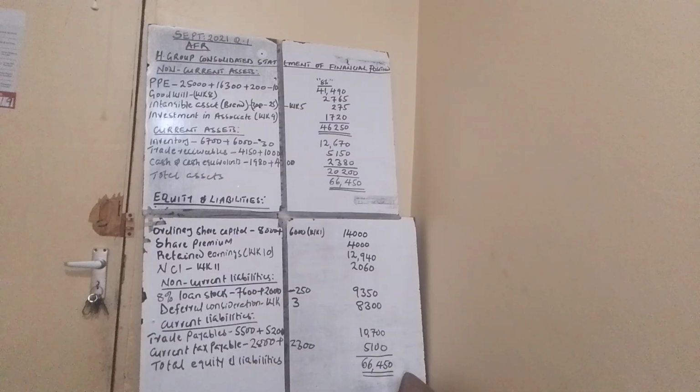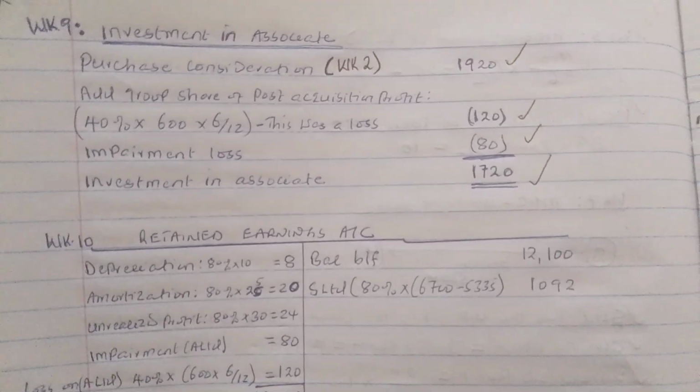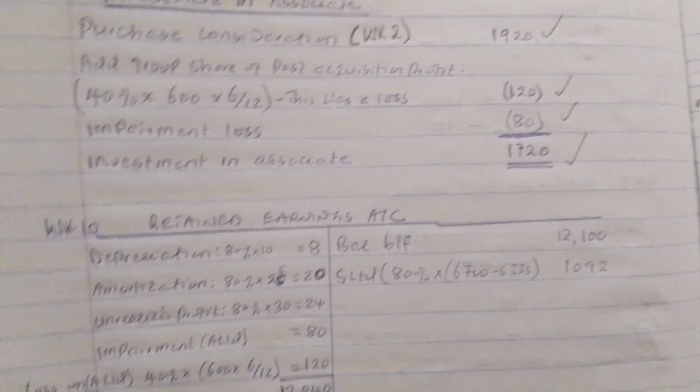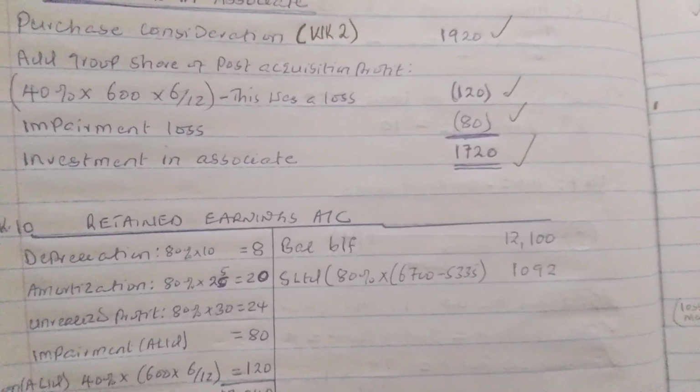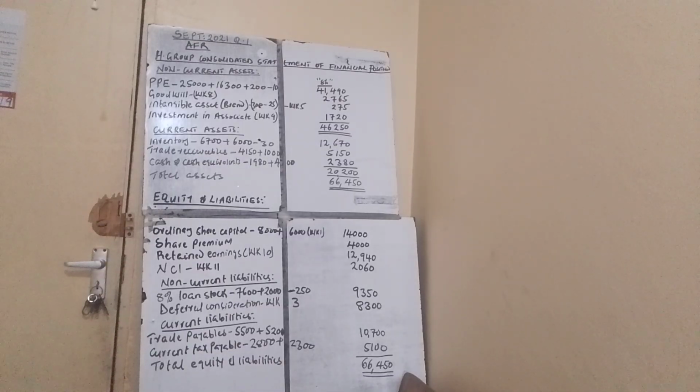Okay, we have working number 9. We want to see investment in associate. Remember, we don't consolidate associate. What you do is we calculate what is the investment in associate. What is the investment in associate? So you take the purchase consideration. In working number 2, refer to working number 2, and you get 1920. You earn group share of post-acquisition profit. Now the associate made a loss of 600. So what we are acquiring is not a profit. What we are acquiring is a loss.